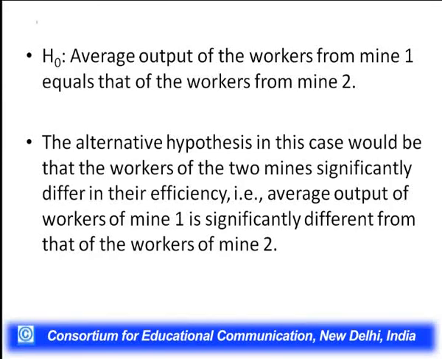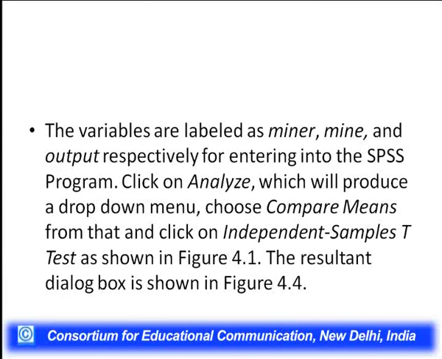Let us take the null hypothesis: the average output of a worker from mine 1 equals that of the workers from mine 2. The alternative hypothesis in this case would be that the workers of the two mines significantly differ in their efficiency, that is, the average output of workers of mine 1 is significantly different from that of the workers of mine 2.